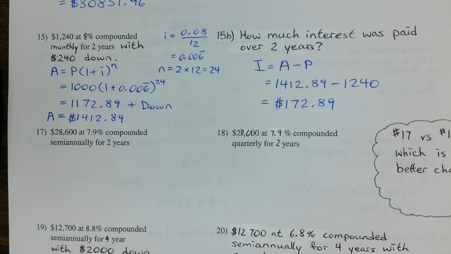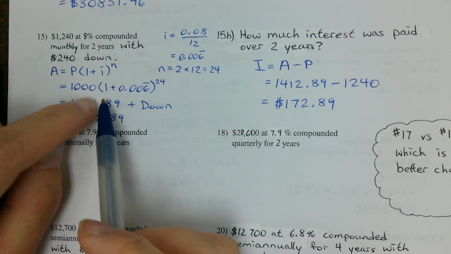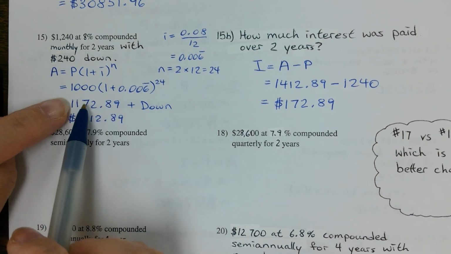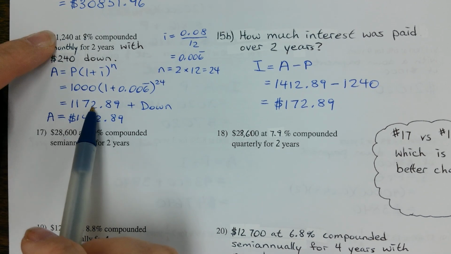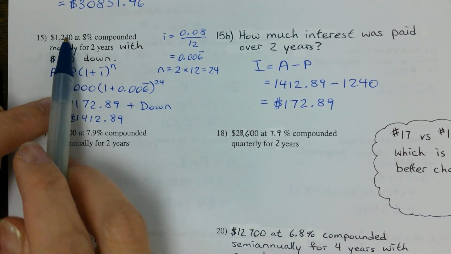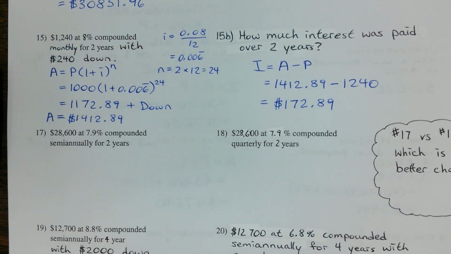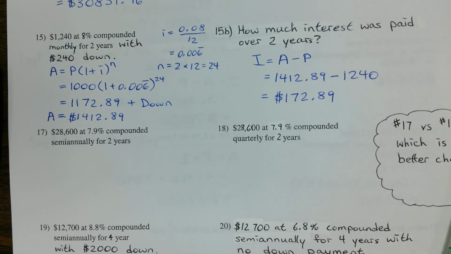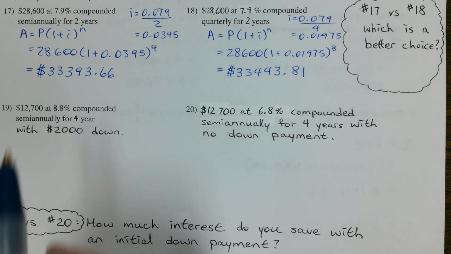Yeah. Wait, wouldn't it be you subtract 1,000 from 1,172? The down payment was already paid, and then you're charging the interest. Exactly, yeah. So if you use this, take away this, you'll get the same amount. Yeah. Okay. So where are we sitting for the assembly?